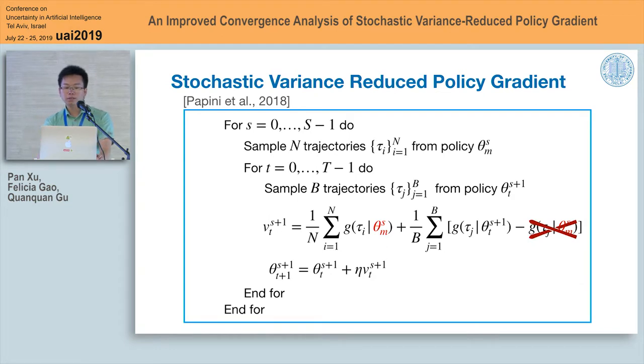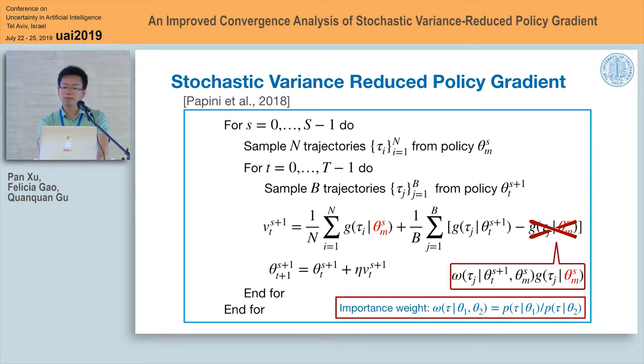To address this issue, we can just add an importance weight to this term. Here, omega is the importance weight from the current policy to the reference policy we maintained at the beginning of this epoch. In this way, it is easy to verify that this term is also unbiased.